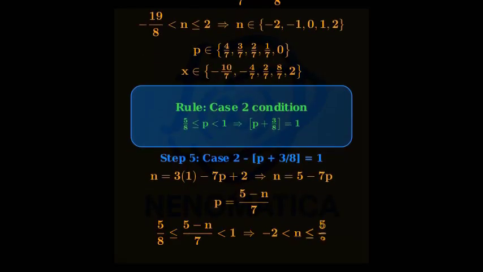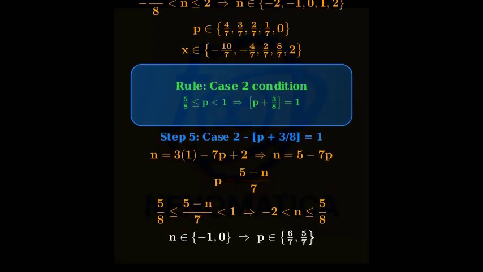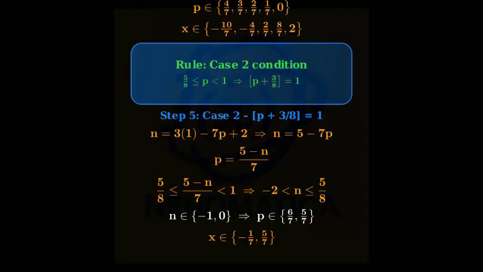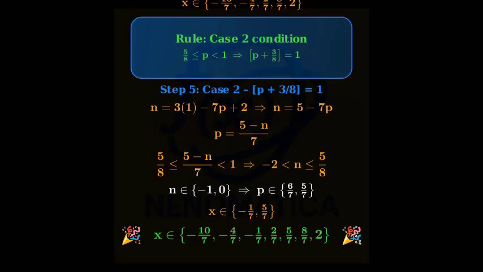Let us summarize. We split x into integer and fractional parts, used floor properties, and handled 2 cases based on the fractional shift by 3/8. Quick challenge. Can you predict how the solution changes if 3/8 is replaced by 1/4?